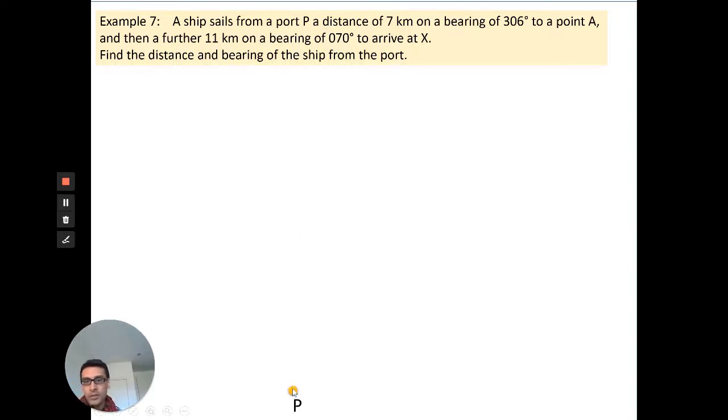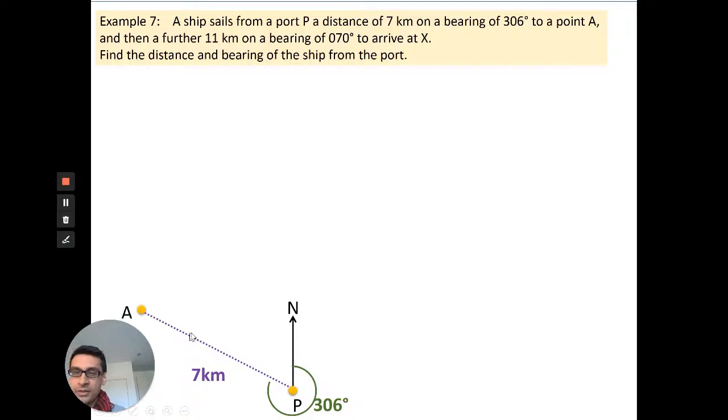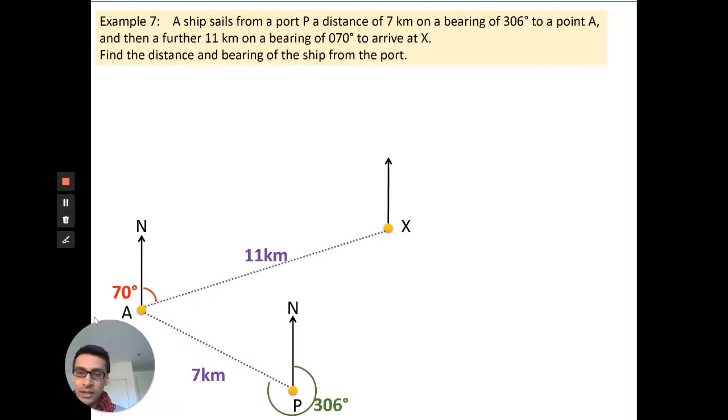Okay, so your diagram, you start from P, draw your north line. You can see 360 degrees means you're going up and left by 7 kilometers to point A, and then 11 kilometers on a bearing of 70. So roughly that's what we're looking at here. And then we can just complete this shape by finishing off the triangle and working out the missing angle here. We know that's 54.